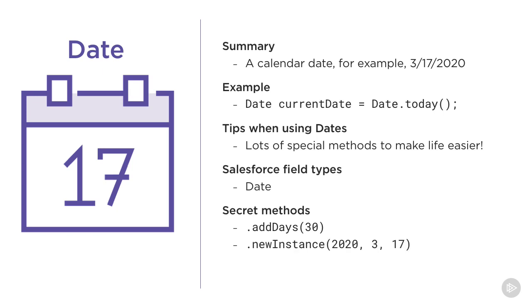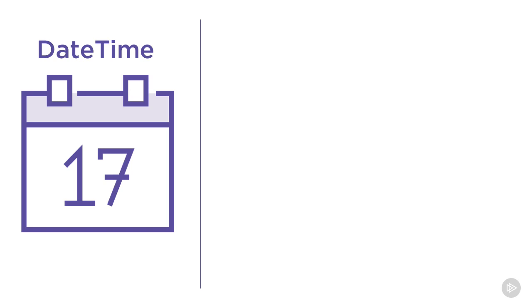New instance is an important secret method because it lets you choose any date you want. You'd use this method here if you wanted to construct a March 17th date in the year 2020. Another neat method is the isLeapYear method. Salesforce will tell you if the date you have happens to fall in a leap year. Amazing.